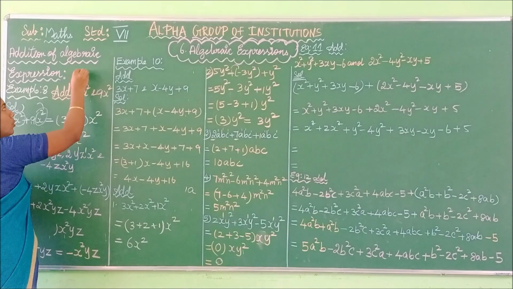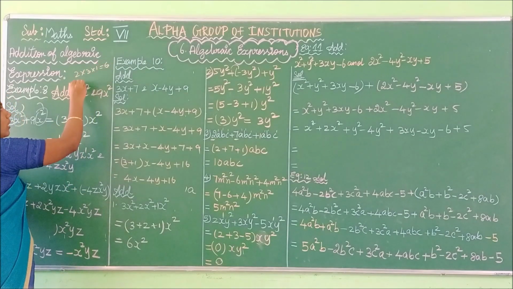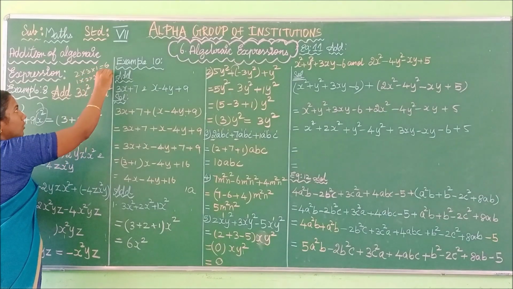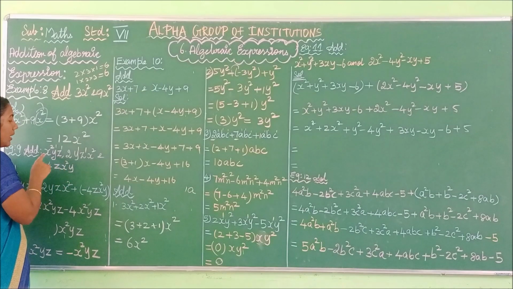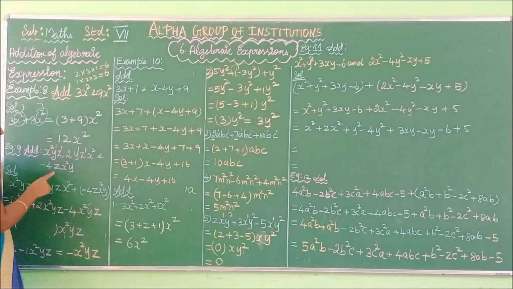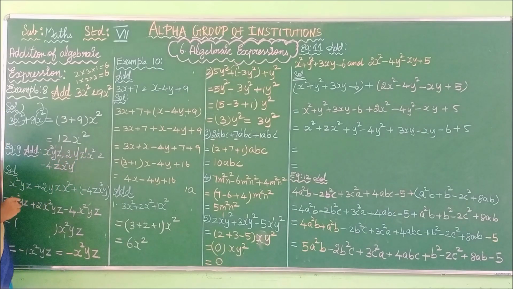See here, children, 2 into 3 into 1, your answer is 6. Similarly, you can also write it as 1 into 2 into 3. In this case also you have the same answer, 6. So x square yz and yz x square are both the same. What is the power of z? 1. What is the power of x? 2. What is the power of y? 1. So all the terms are like terms, so we can easily add these terms.